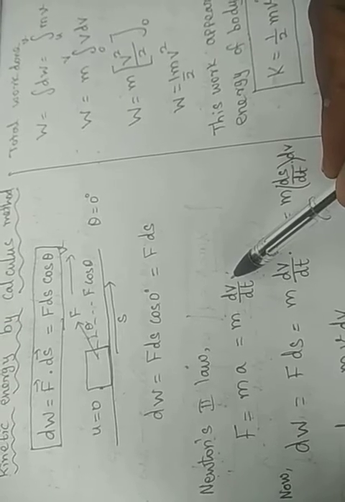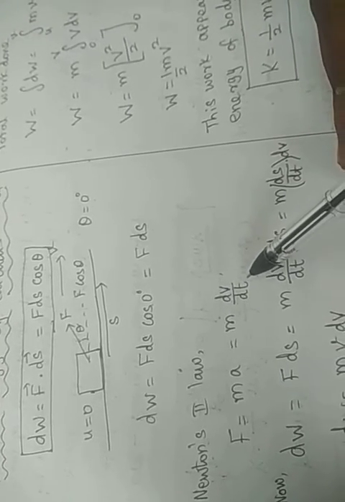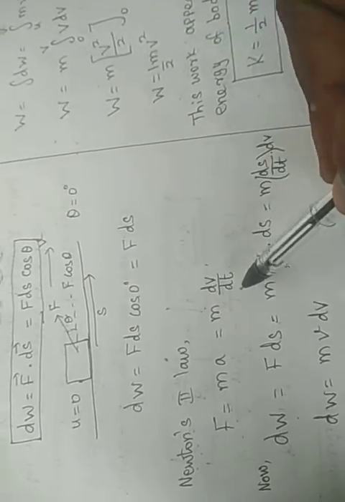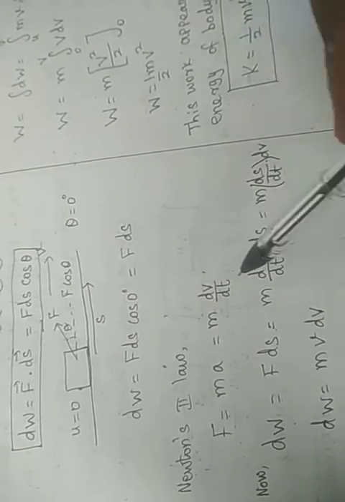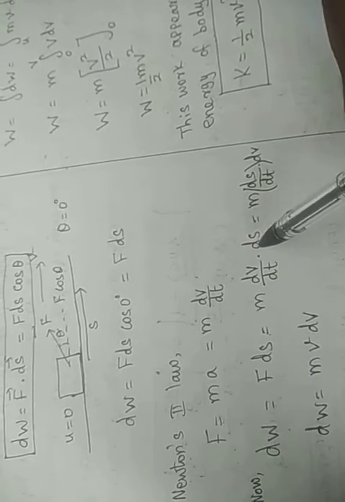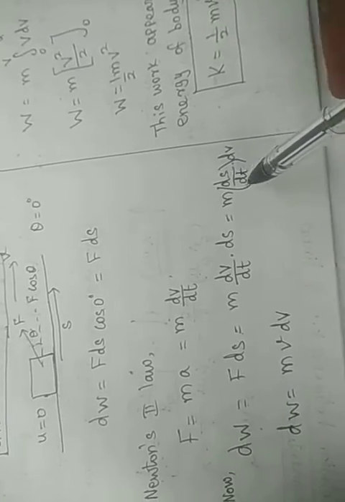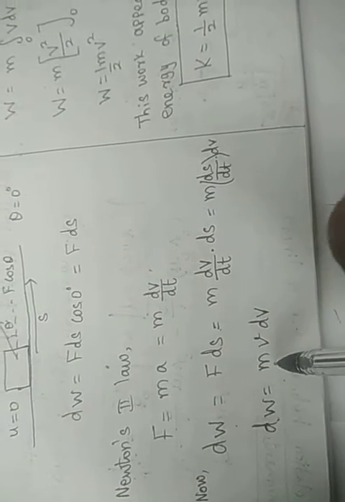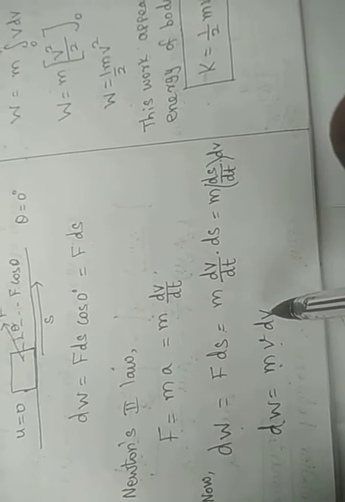The rate of change of velocity means dv by dt. So work done, which is equal to force into displacement, you substitute this m into dv by dt here. So m into dv by dt into ds, so ds by dt into dv. What is the rate of change of displacement? Yes, it is velocity. So small work done dW is equal to mass into velocity into dv.